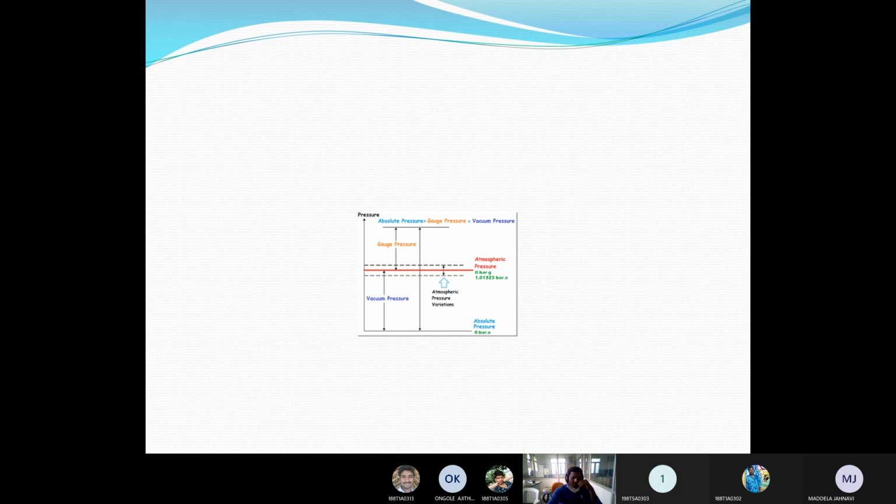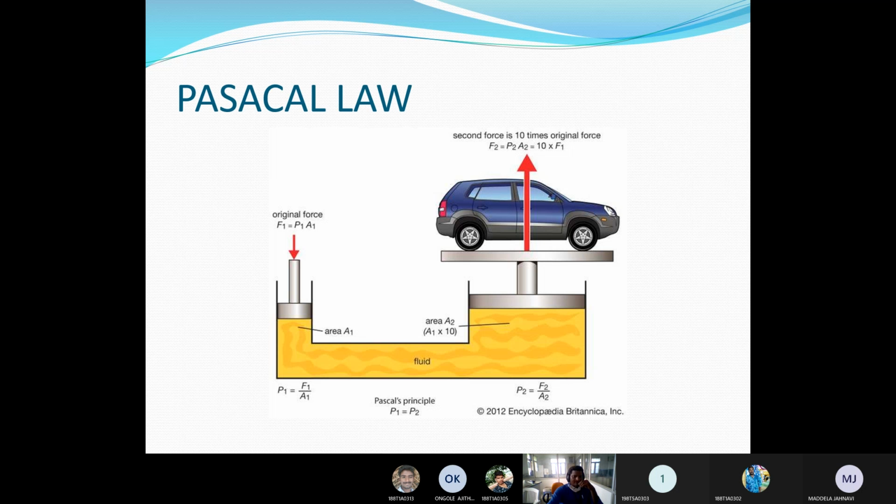The Pascal. Here we are seeing a simple diagram. What is the meaning of pressure? Pressure is nothing but force acting upon unit area. Force acting upon a unit area is called pressure. Understand? Here we are creating certain pressure. This is called a hydraulic press.